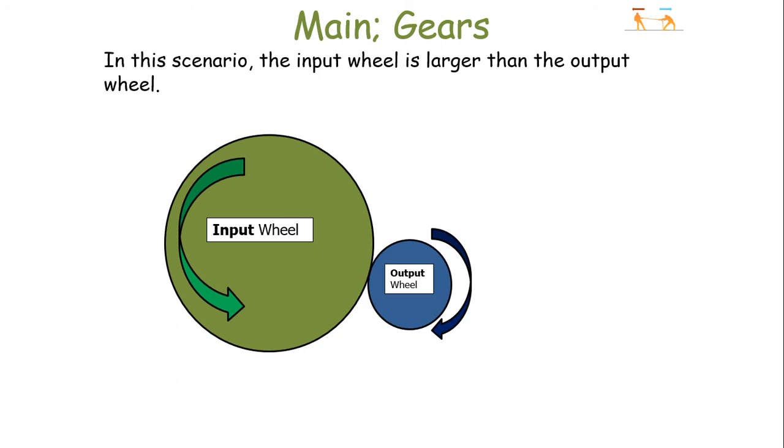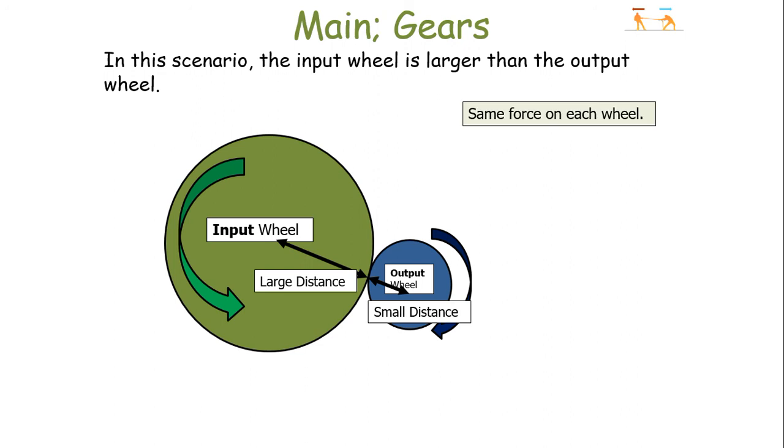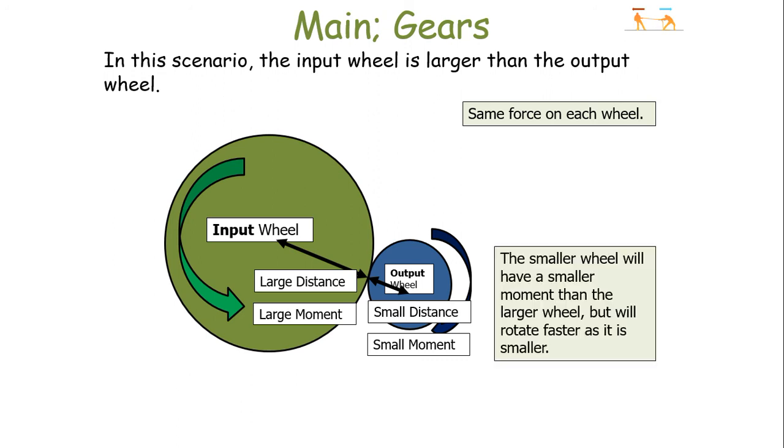But let's look at this scenario. Imagine our input wheel is larger than the output wheel. Well, we know that there's a large distance on the input wheel, but a small distance on the output wheel. Now we know that there must be the same force on each wheel. So the large distance gives a large moment, because moment equals force times distance, and the small distance gives a small moment. So the smaller wheel will have a smaller moment than the larger wheel, but it's going to rotate faster because it's smaller, so it's easier to rotate.